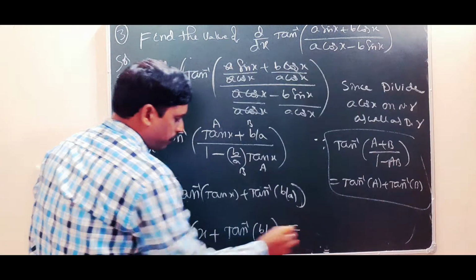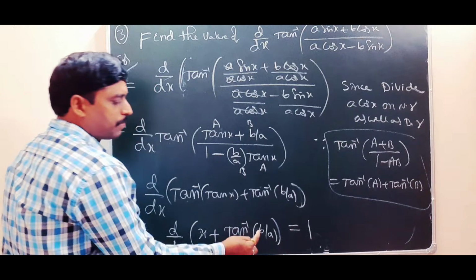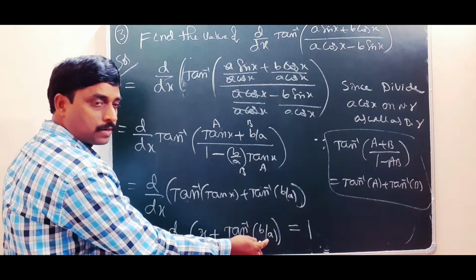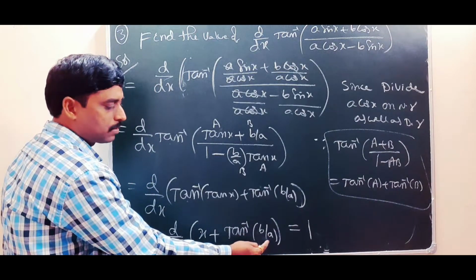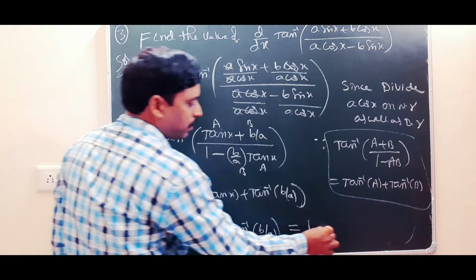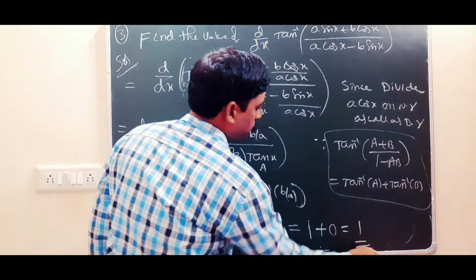It is going to be, differentiation of x will be 1. And a and b are constants. Tan inverse of b by a is a constant. Differentiation of a constant will be 0. So 1 plus 0 is 1.